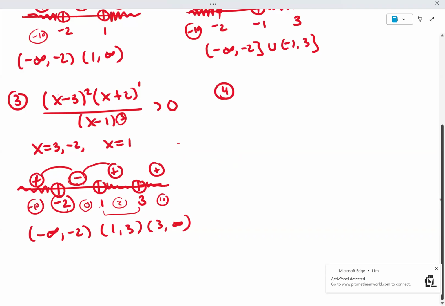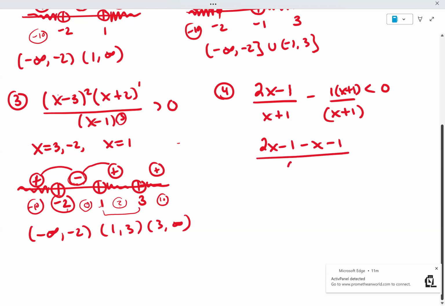And number 4, in this one, we're going to need to subtract 1 from both sides. And I'm going to have to get a common denominator. So I'm going to times this side by x plus 1 over x plus 1. And I'm going to distribute: 2x minus 1 minus x minus 1 all over x plus 1 is less than 0. 2x minus x is x minus 2 over x plus 1.